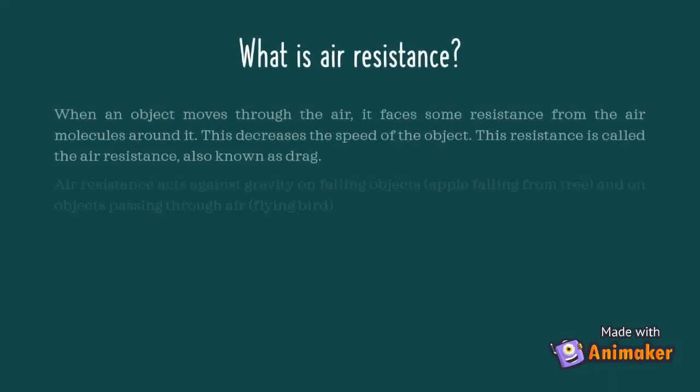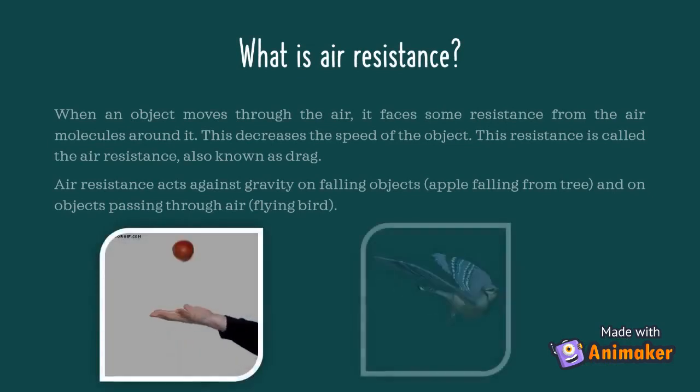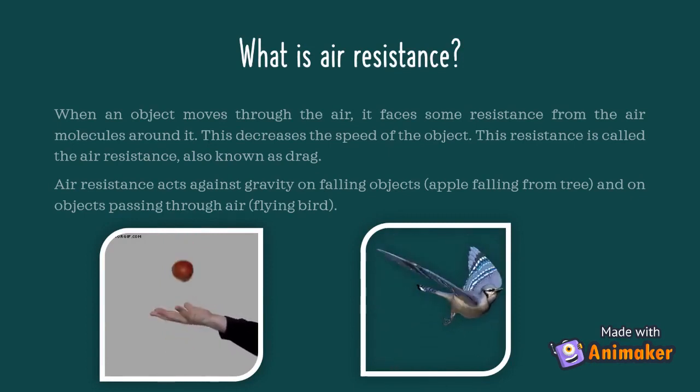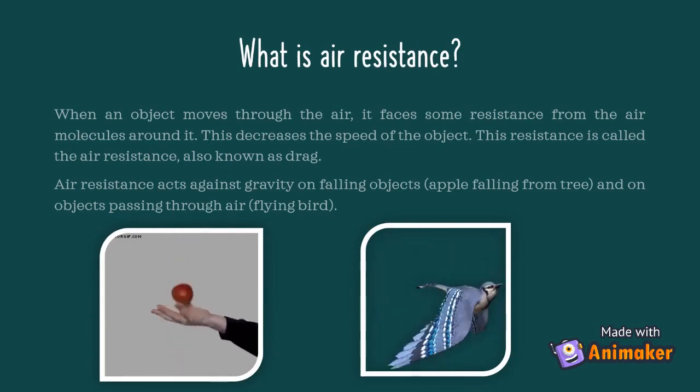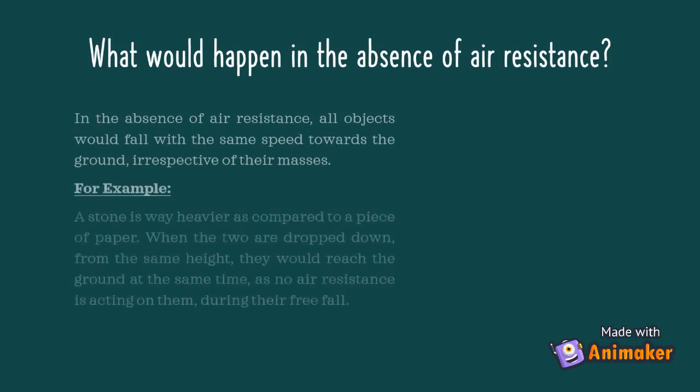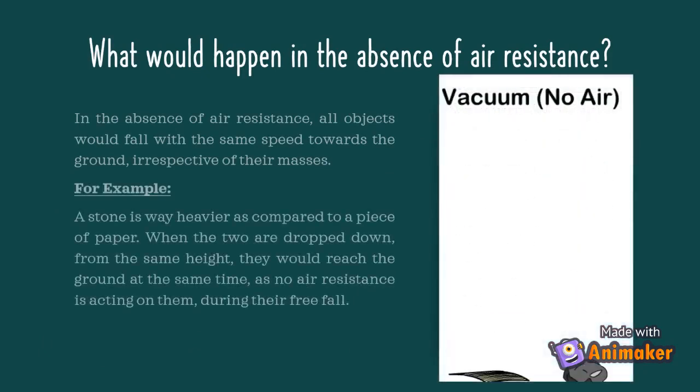What is air resistance? When an object moves through the air, it faces some resistance from the air molecules around it. This decreases the speed of the object. This resistance is called the air resistance, also known as drag. Air resistance acts against gravity on falling objects like apple falling from tree, and on objects passing through air, like flying bird.